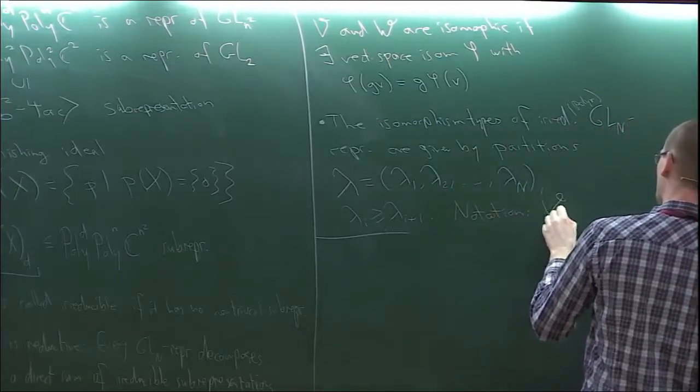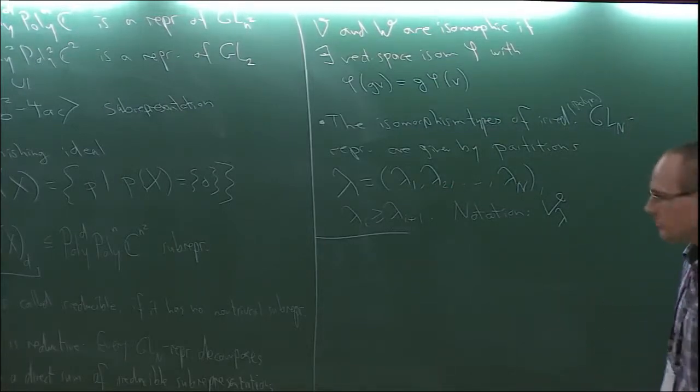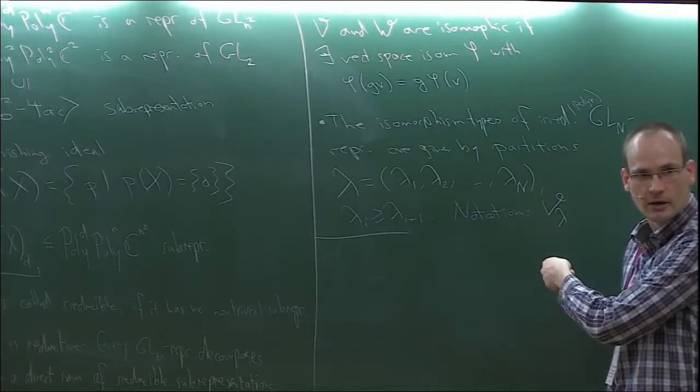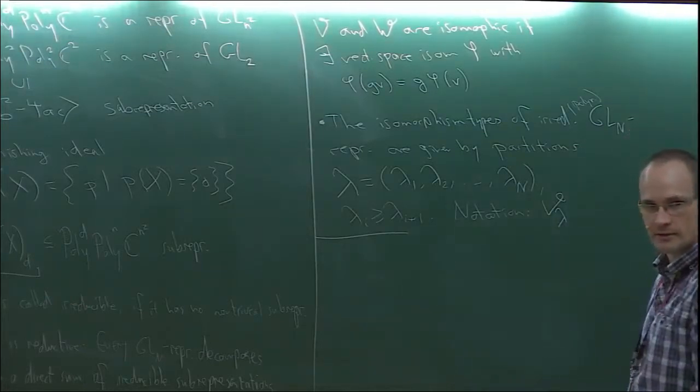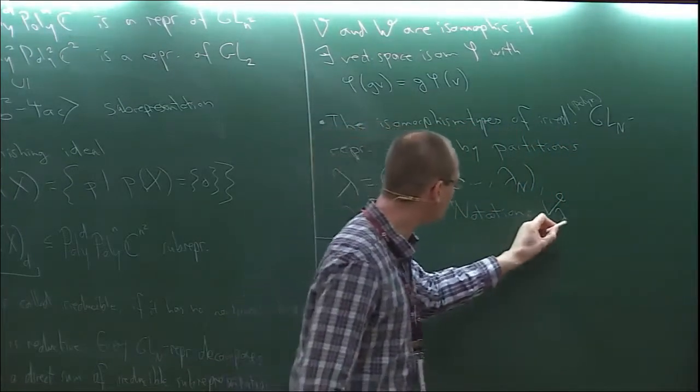Let's say V lambda, okay? And we do know how they look, but it just takes some time to explain. We have a completely explicit combinatorial realization of how these things look. There's this nice tableau combinatorics. But you can ask me, I'll explain to you.